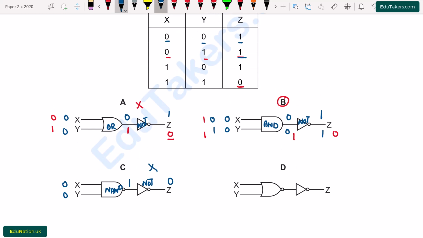So this is incorrect. Last one is, again here is 0, 0, and this is a NOR gate and a NOT gate. When 0, 0 combine by the NOR gate, here it will be 1. And when I apply NOT over it, here it will be 0. So this is also incorrect. Only option B is correct.